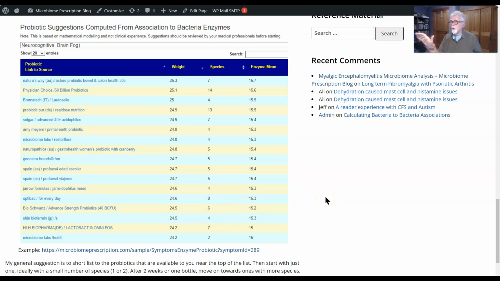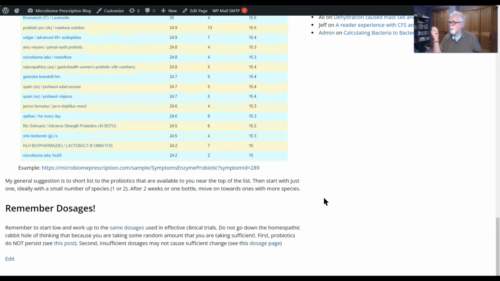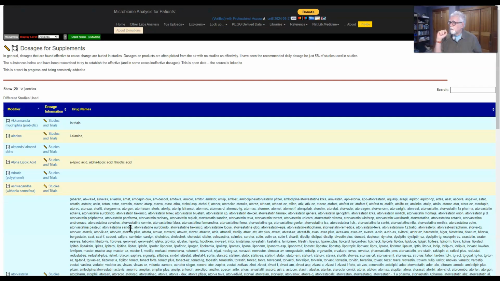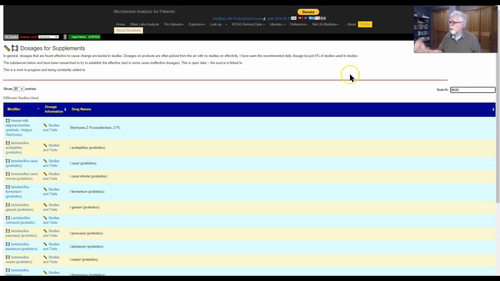It should not be working off the dosages on the bottle. What you should be doing is going over and working on the dosages used in effective clinical trials. So if you click here, you will go over there, and now you can just search for, for example, lactobacillus, and here are the ones. So one of the items I think was glycerate.